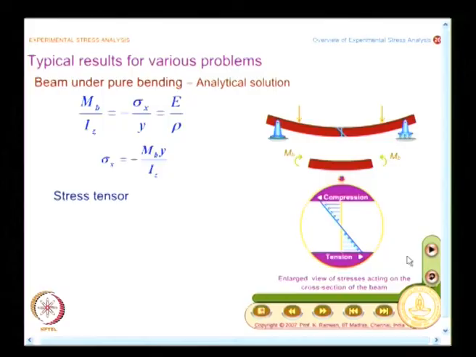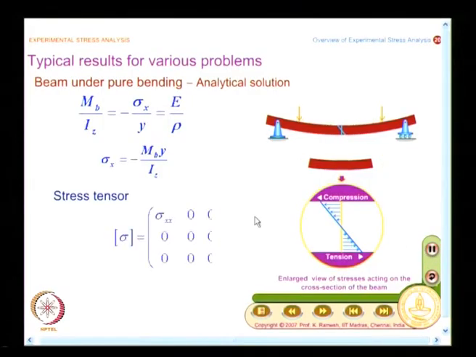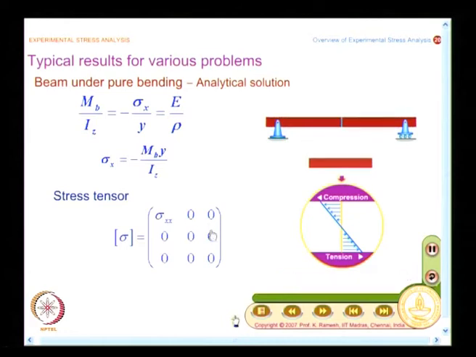So, when you say tensor, I have to plug this component appropriately into a 3 by 3 matrix, and fill in the other components. In this particular example, in the stress tensor only the component sigma x exists, all other components are 0.